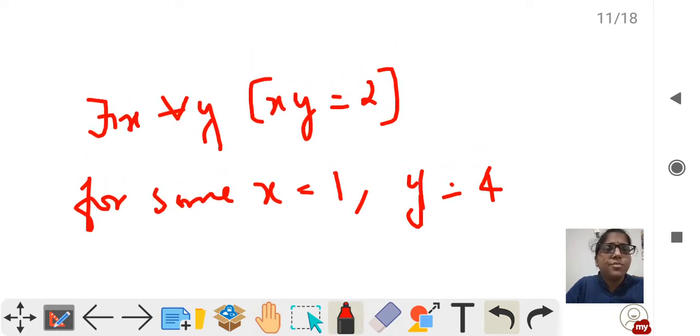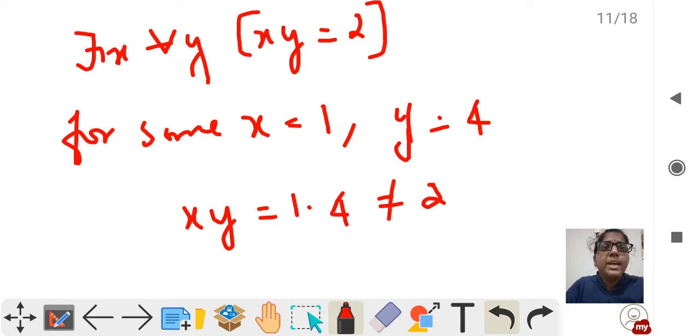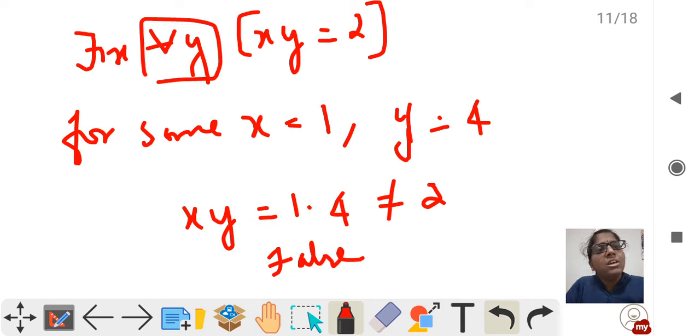If the y value was 4, then what will xy become? xy will become 1 into 4, which is not equal to 2. Right? 4 is not equal to 2. So in this case, it is a false statement. Since we have for all y, it is a false statement. So this statement is a false statement.